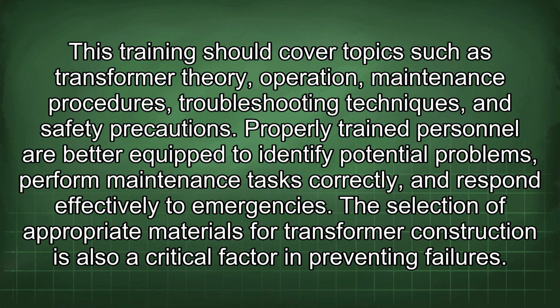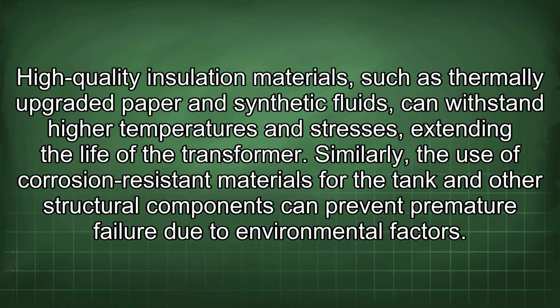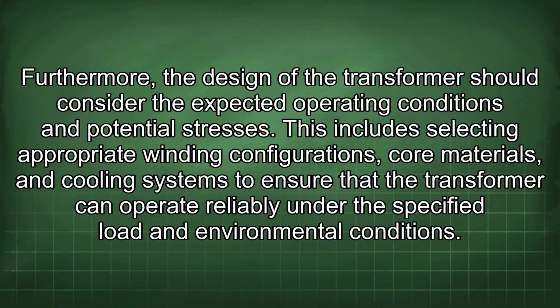The selection of appropriate materials for transformer construction is also a critical factor in preventing failures. High-quality insulation materials, such as thermally upgraded paper and synthetic fluids, can withstand high temperatures and stresses, extending the life of the transformer. Similarly, the use of corrosion-resistant materials for the tank and other structural components can prevent premature failure due to environmental factors. Furthermore, the design of the transformer should consider the expected operating conditions and potential stresses.